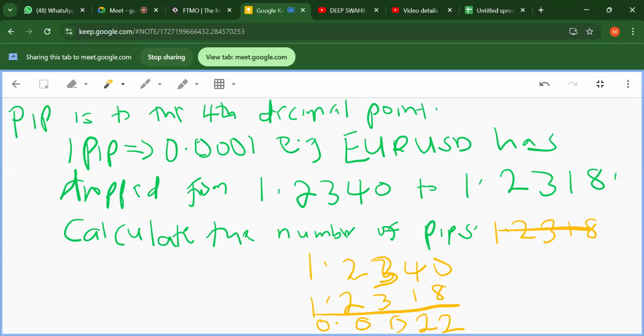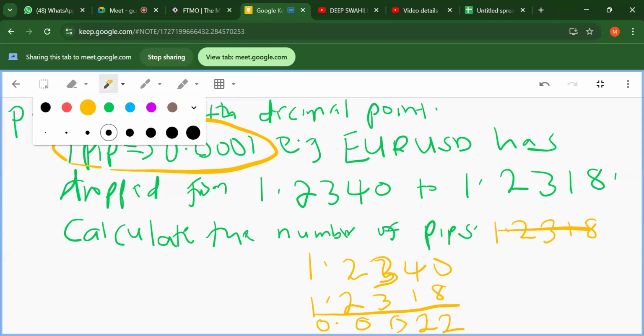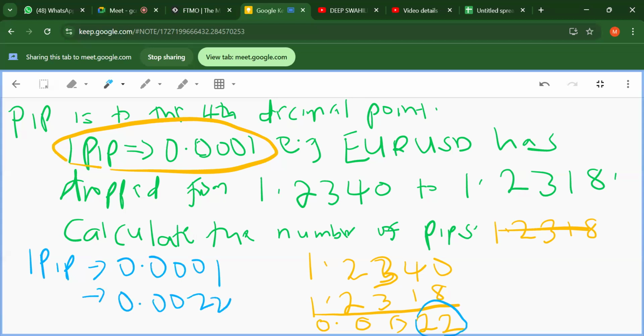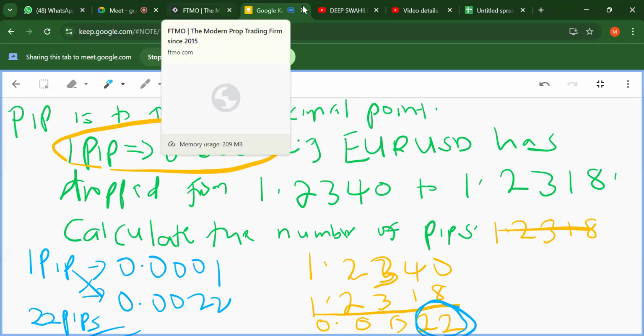We said instead of carrying out a long mathematical process using the formula, just read this as 22 pips. But if you so wish to follow the steps, 1 pip is up to the 4th decimal point, 0.0001, and what you have now is 0.0022. If you cross multiply, you will still end up with 22 pips. But instead of all that math, once you have subtracted the figure, just read it directly: 22 pips. Okay? Let's continue.